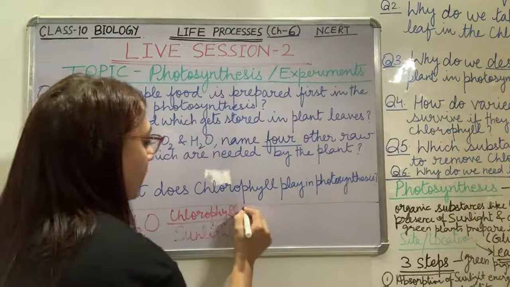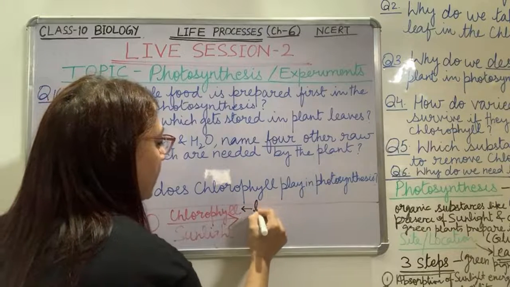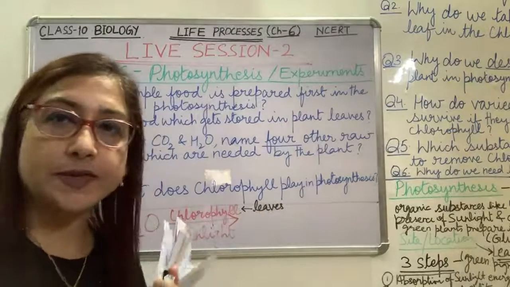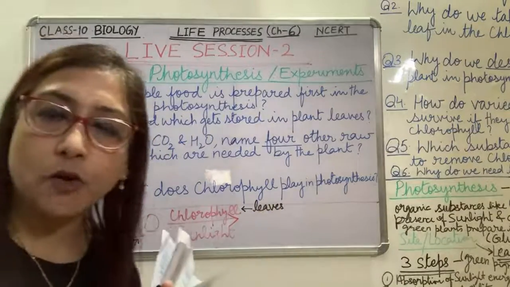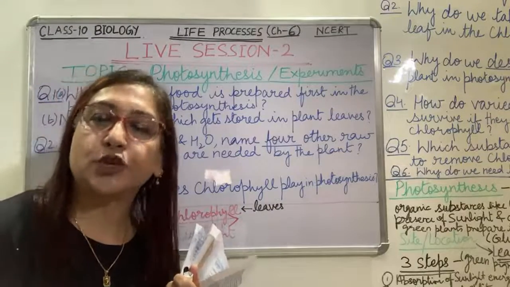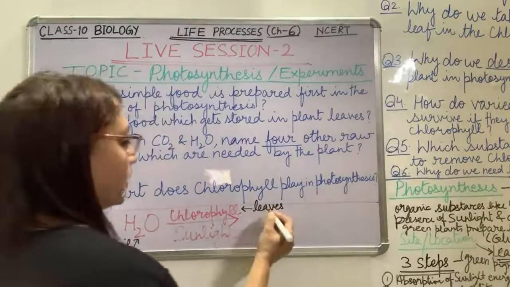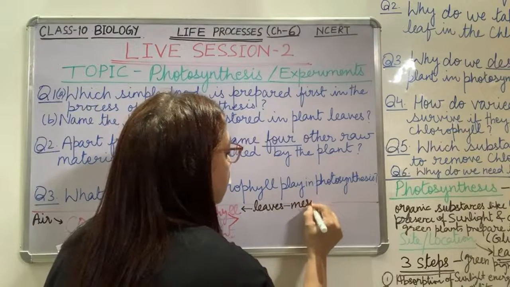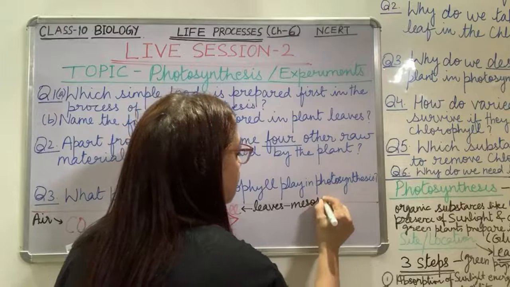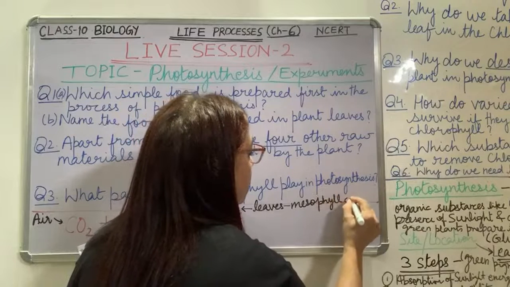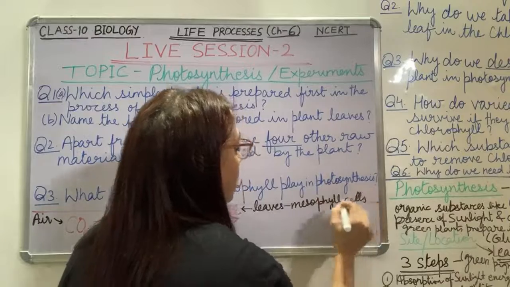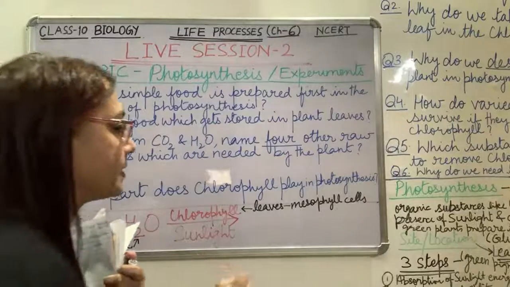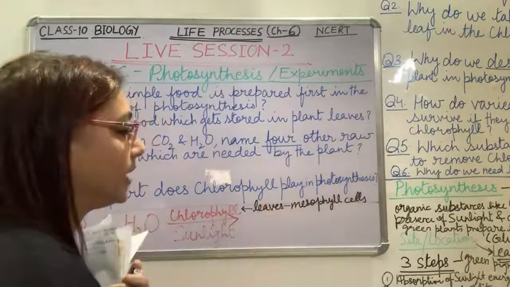And chlorophyll is present in the leaves. Where exactly in the leaves? Can you say that? If you write that also, then your answer will fetch more marks. So in the leaves, the chlorophyll is present in the mesophyll cells. Chlorophyll is a green pigment, as you know, and it is present in the mesophyll cells of the leaves.